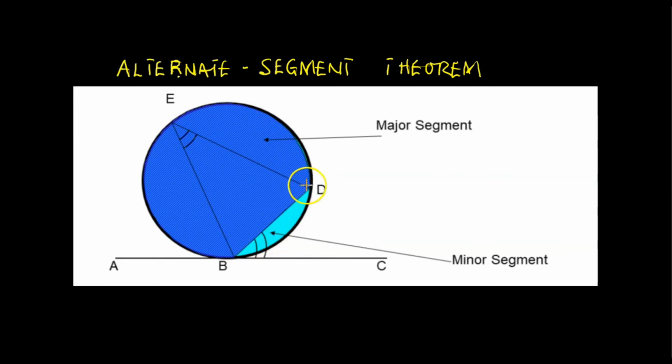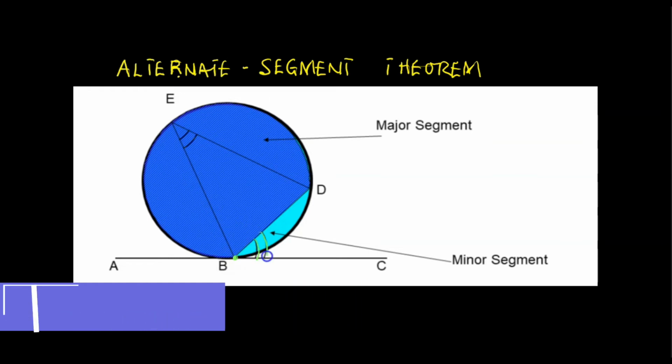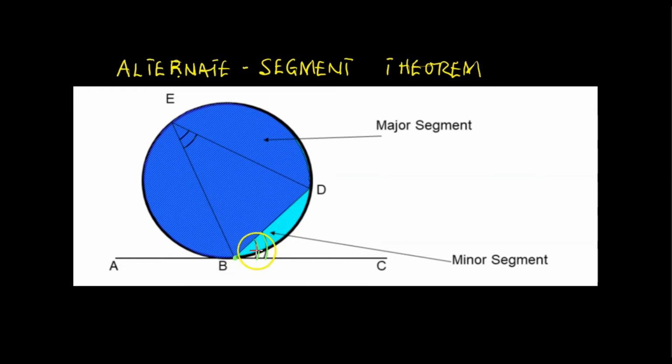Now again, when you have any angle formed between the chord and any tangent, then an angle will be formed between BD and C. Remember, my ABC is a tangent, and the tangent meets the chord at the point B. Therefore, when you have a chord intersecting the tangent at B, we have an angle formed within the smaller segment.